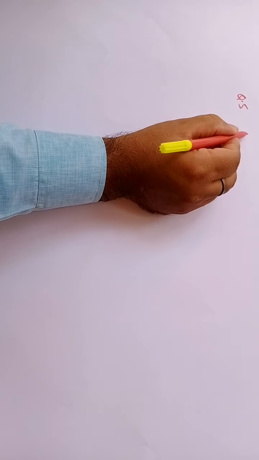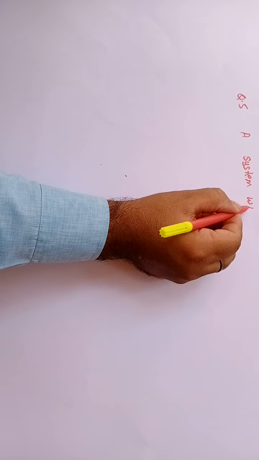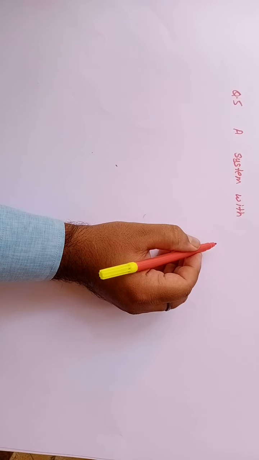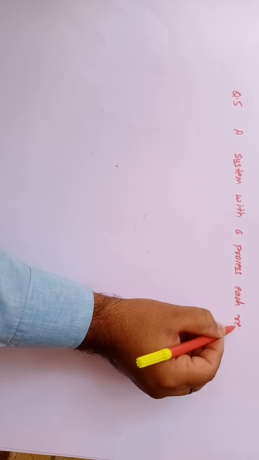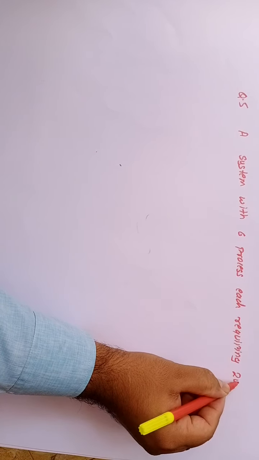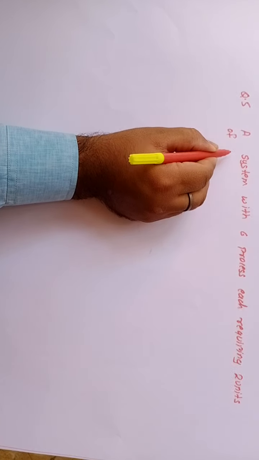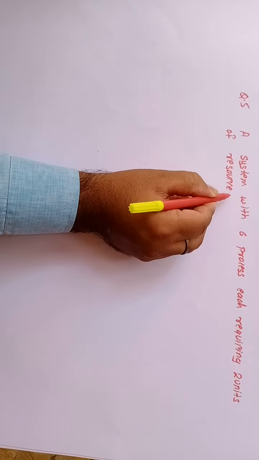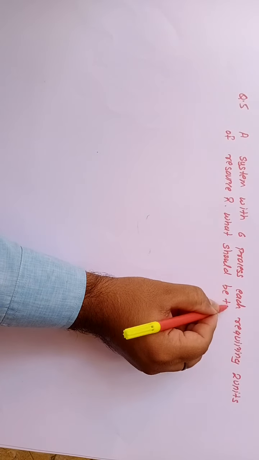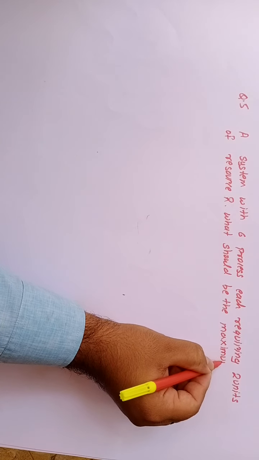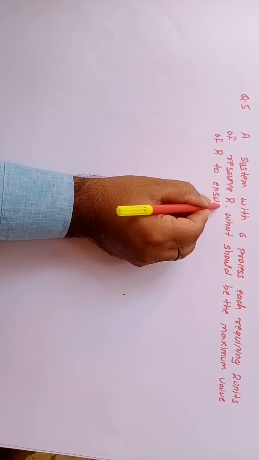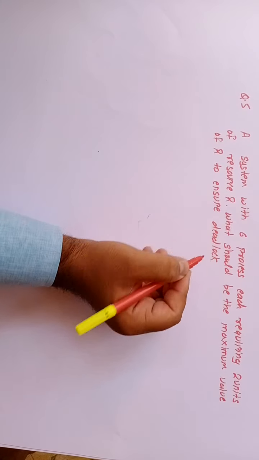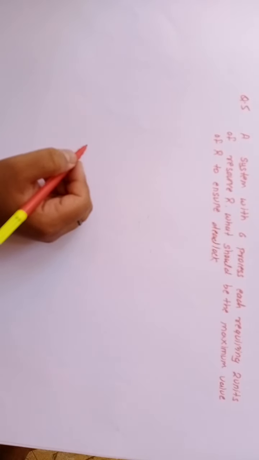Now next question: a system with 6 processes, each requiring 2 units of resource R. What should be the maximum value of R to ensure deadlock? Solution.